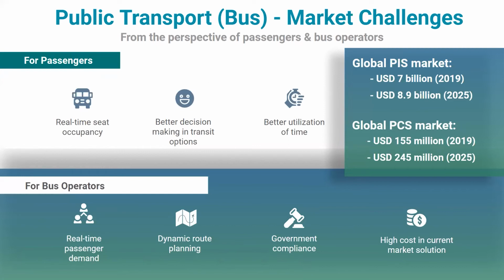In the upcoming 5 years, the global passenger information system market will rise from $7 billion US to $8.9 billion US, while specifically, the global passenger counting system market will reach over $245 million US in 2025.